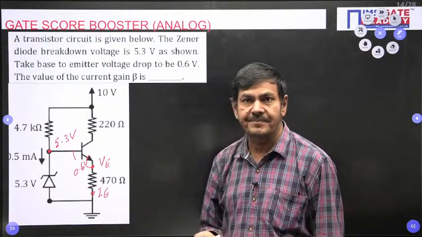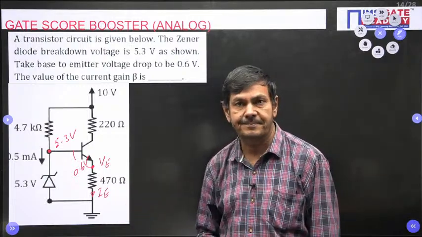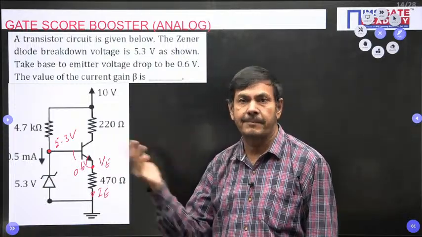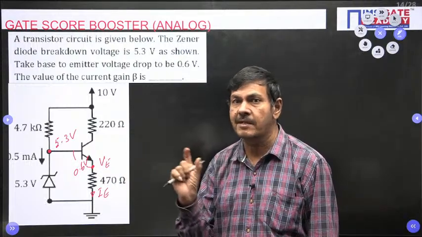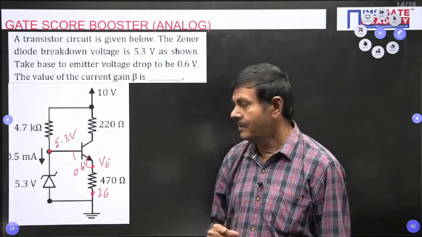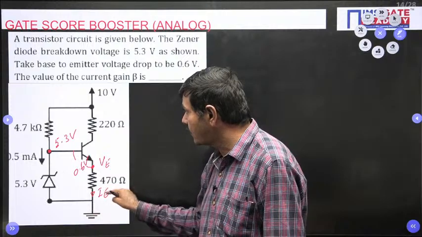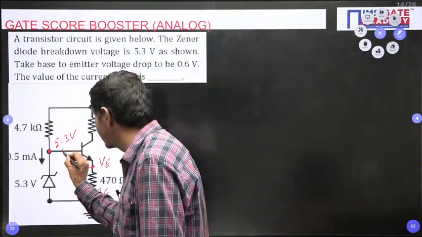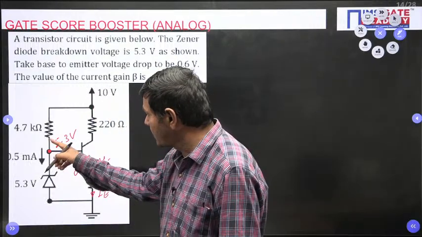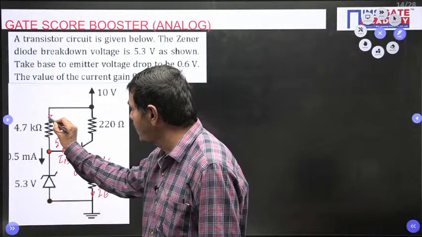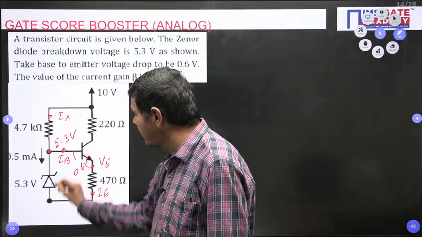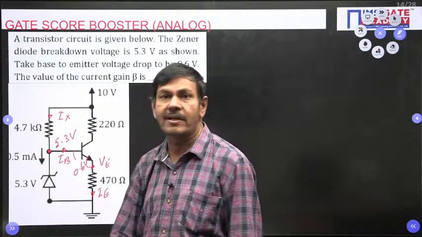You may ask a question, sir, what is the need of finding this IE? IE equals 1 plus beta times IB. Beta comes only from the emitter current. That's why, if I want to measure beta, IE is required and also the base current is required. The current passing through the Zener is given. This current I want to denote by the symbol IX. This IX is divided as IB and the current to the Zener, 0.5 milliamperes only.